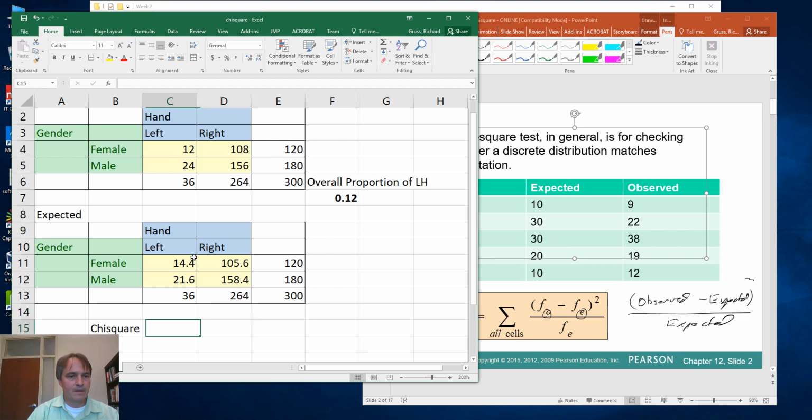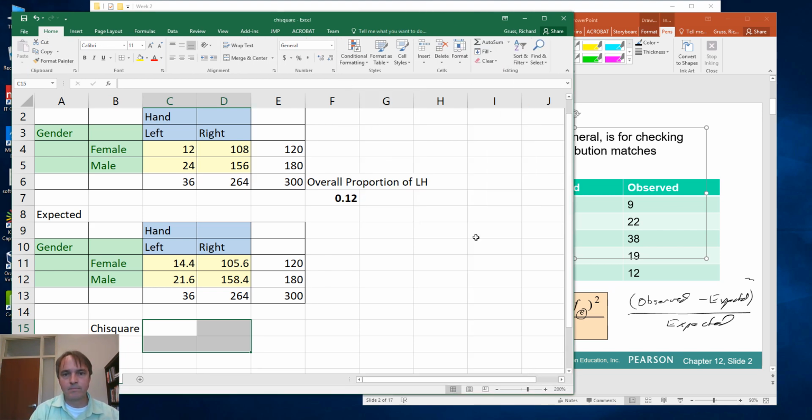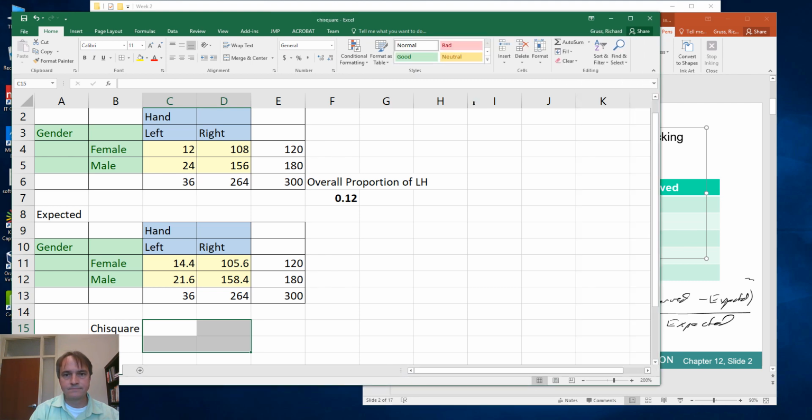So this observed minus this expected squared divided by this expected. Okay, so there's going to be 4 of them. I'm going to fill them in here, and I'm going to fill them in separately, and then I will add them all up. Okay, all right, I'll put them in here.